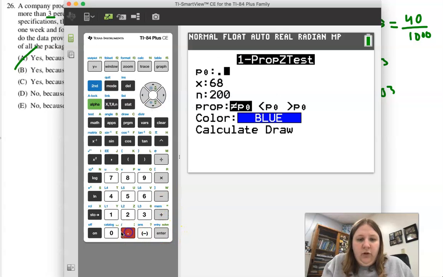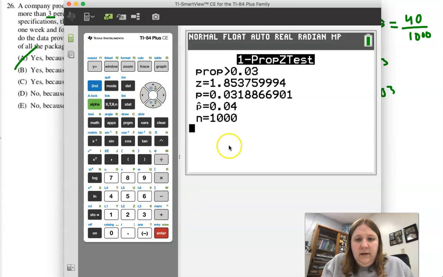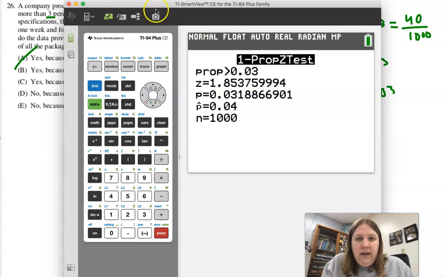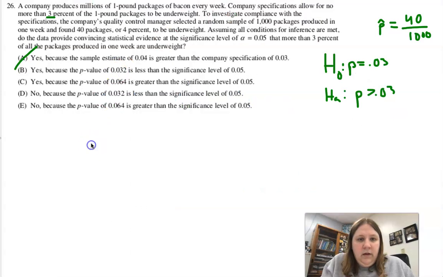Okay, so we're looking at 3%. That's what we're comparing to. And there were 40 out of the 1,000. And my HA had greater than. So we run that test. Okay, we see our p-value is 0.0318. So we can automatically eliminate these two.